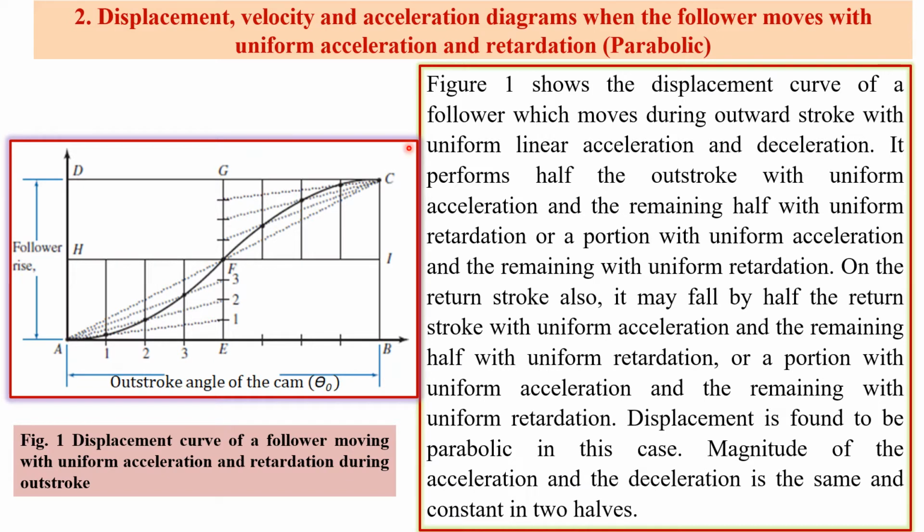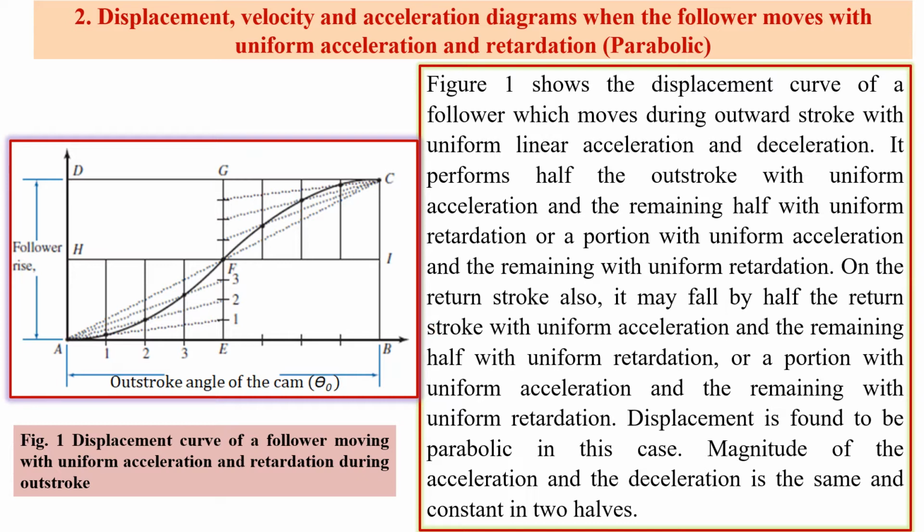Figure shows the displacement curve of a follower which moves during its outward stroke with uniform linear acceleration and deceleration. It performs half the outstroke with uniform acceleration and the remaining half with uniform retardation, or a portion with uniform acceleration and the remaining with uniform retardation. On the return stroke also, it may fall by half the return stroke with uniform acceleration and the remaining half with uniform retardation, or a portion with uniform acceleration and the remaining with uniform retardation.